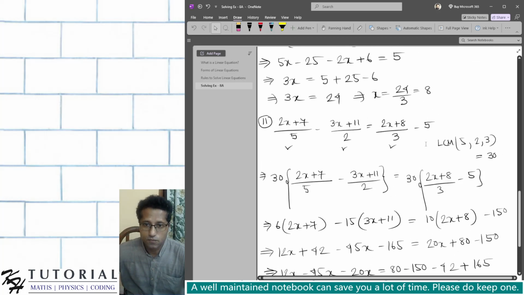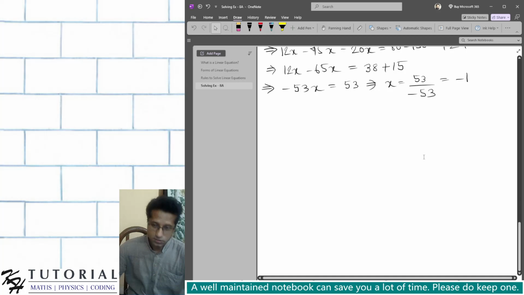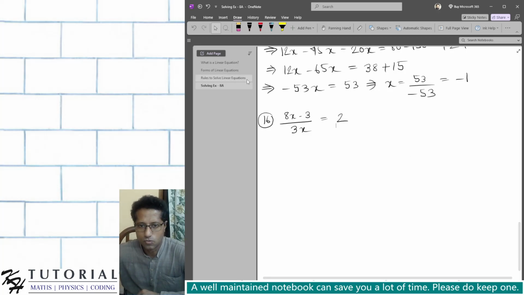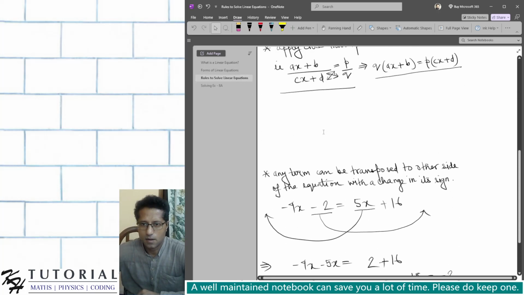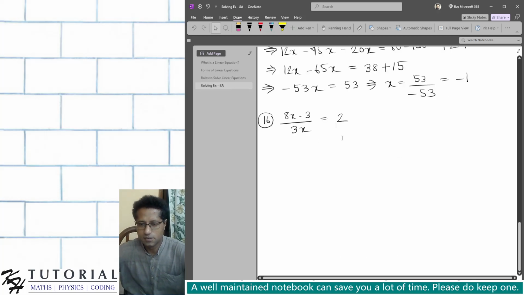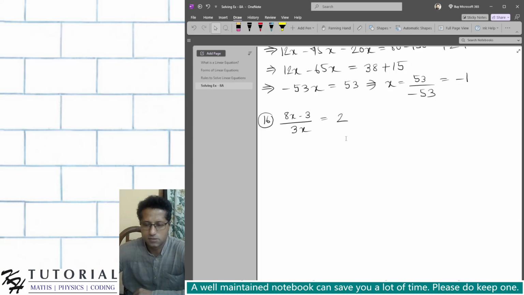Let's do 16. 16 is 8x minus 3 divided by 3x equals 2. So this is of the form we discussed in the rules to solve linear equations, that applying cross multiplication, if you have an equation of the form ax plus b divided by cx plus d is equal to p by q, then you do cross multiplication, and we can see that this equation, 8x minus 3 by 3x is equal to 2, is of the same form.